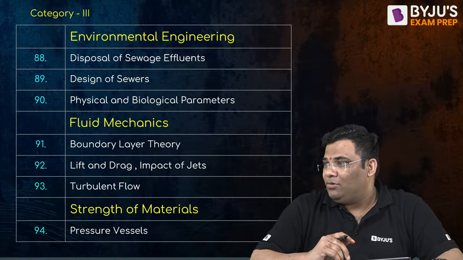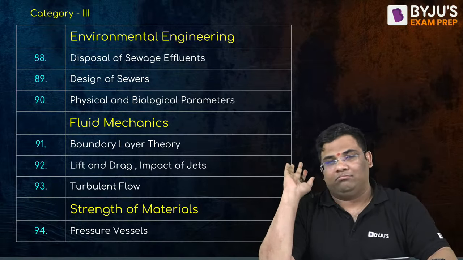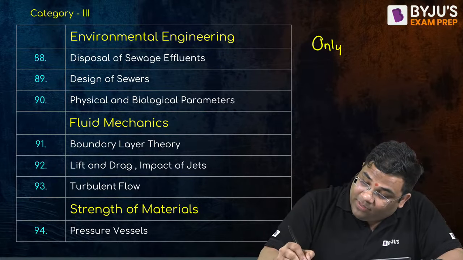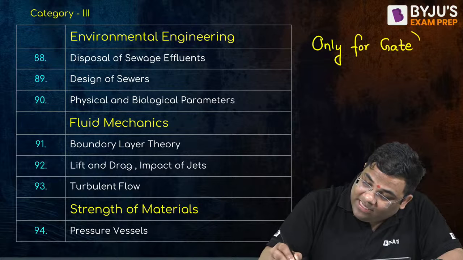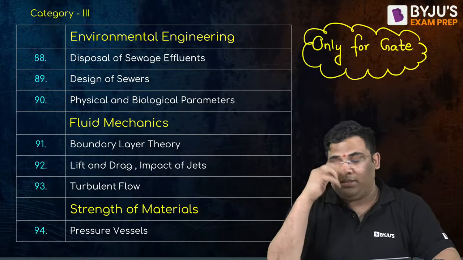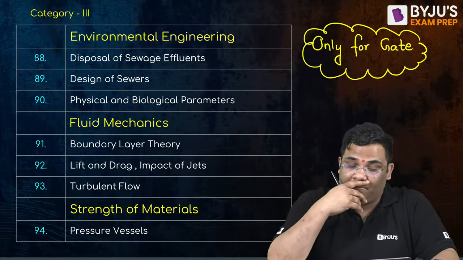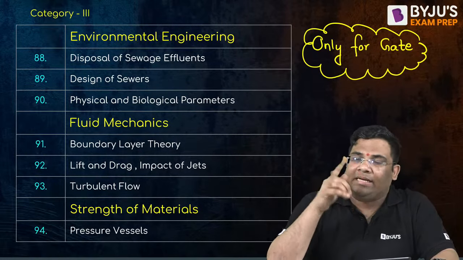No, this will not be valid for EAC. This is only for GATE. For EAC, we will have another session. Because GATE is a numerical examination, the priority order will be different. In EAC things will be different, so don't follow this for EAC. Again, the equations are complicated, so I am putting it in category 3.